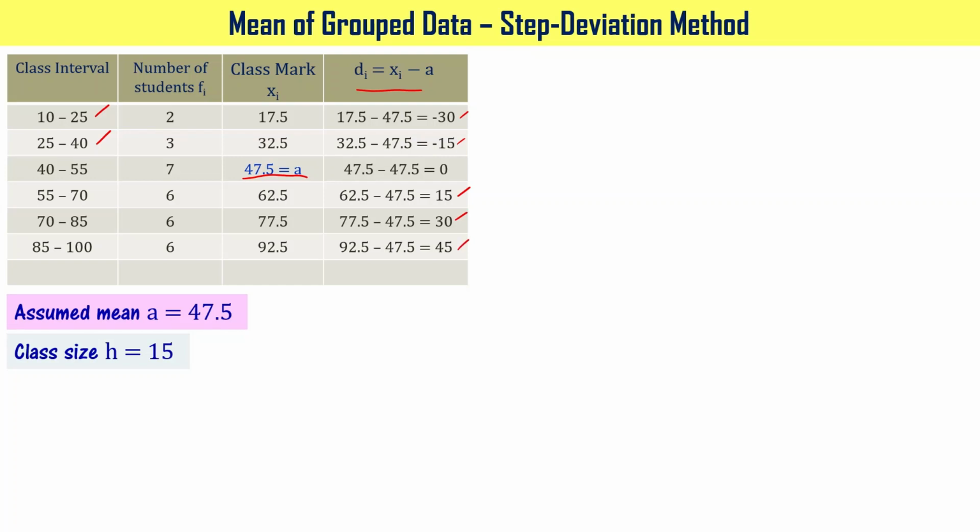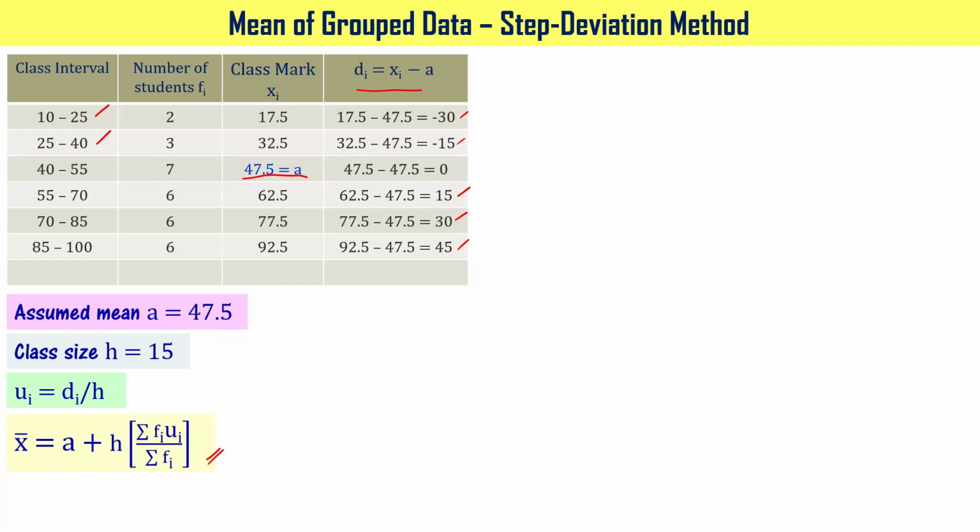So there is a way you can further simplify the calculation by defining a variable ui that is equal to di by h, right? When you make use of this kind of definition, the mean can be written as x bar equals a plus h times sigma fi ui divided by sigma fi. This is the formula for obtaining the mean of the group data in the step deviation method. We'll try to understand this formula later.